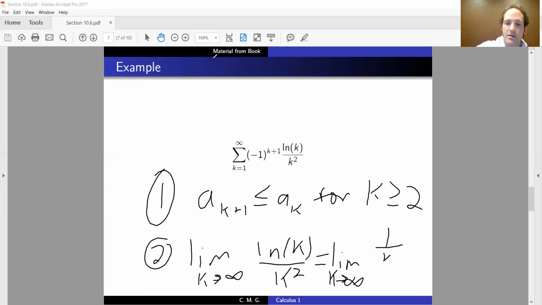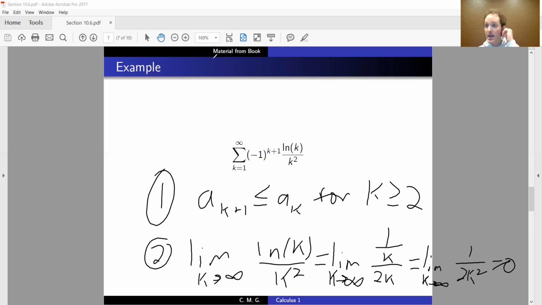Derivative of natural log is 1 over k. Derivative of k squared is 2k. So this is really the limit as k goes to infinity of 1 over 2k squared. And that is just 0. So yes, this thing actually goes to 0 as k goes to infinity, and it is a decreasing sequence for k greater than or equal to 2. So it's a convergent sequence and satisfies both of those two conditions. And so we're happy with that.